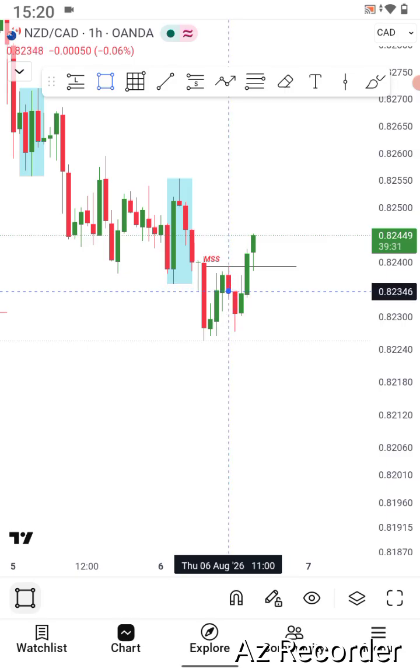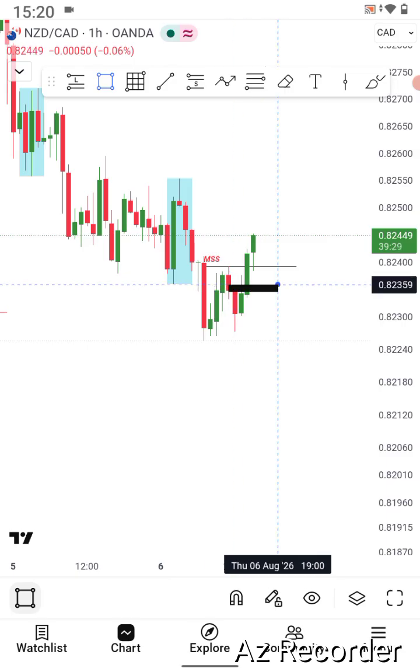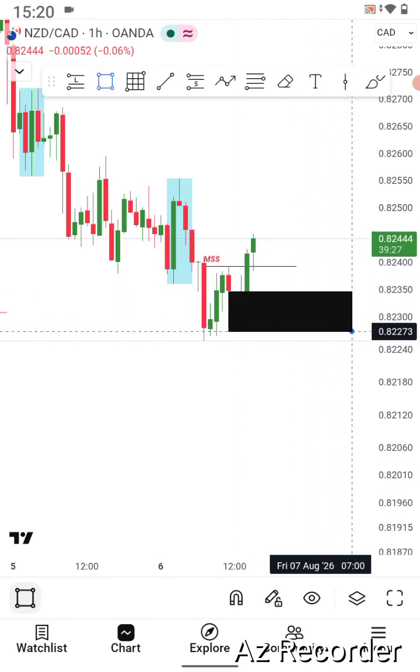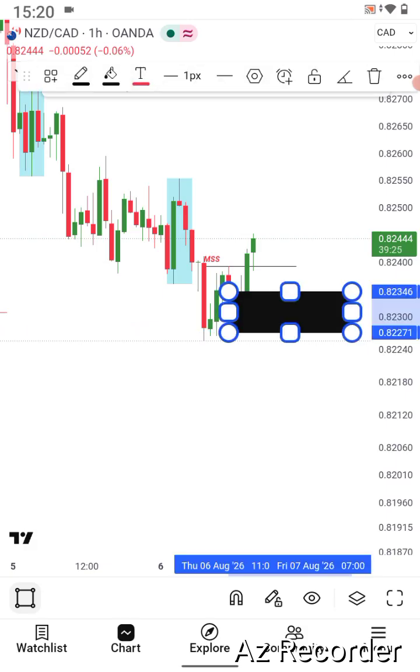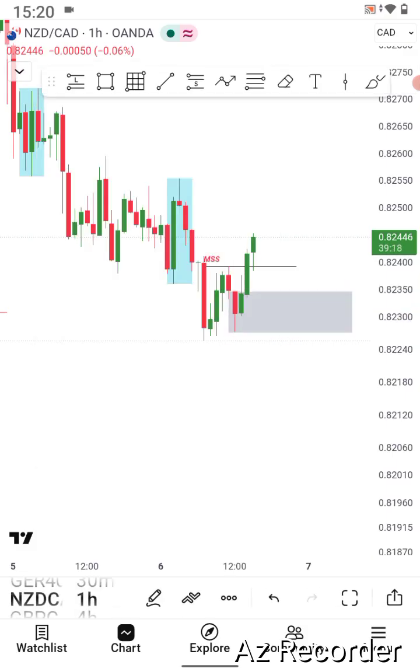Some people call it a propulsion block. The real order block is below. This one is just to propel the market upwards. Okay, so now that on the 1 hour time frame, that is the order block that is causing this move. Okay, that's the other block that is causing this particular move.